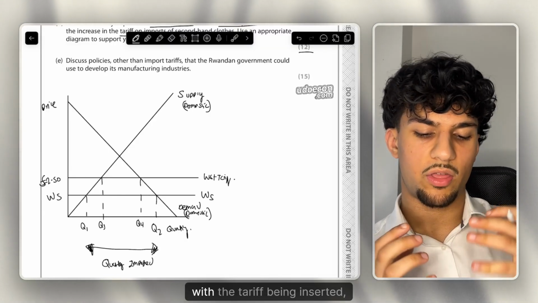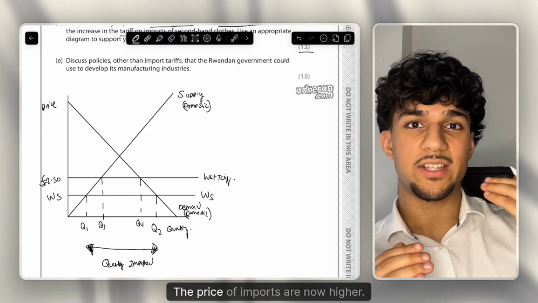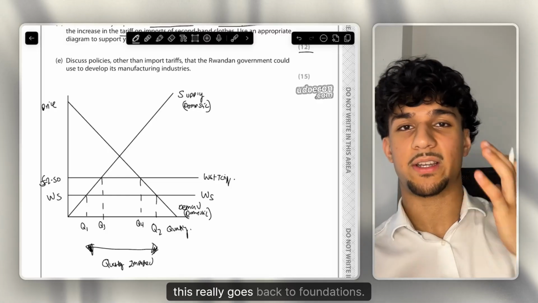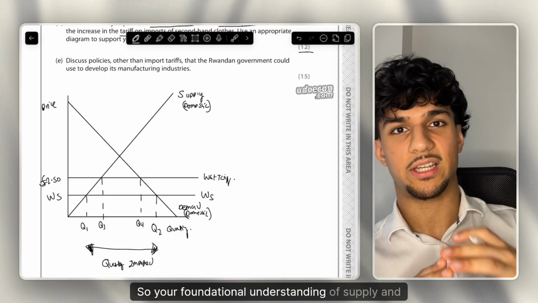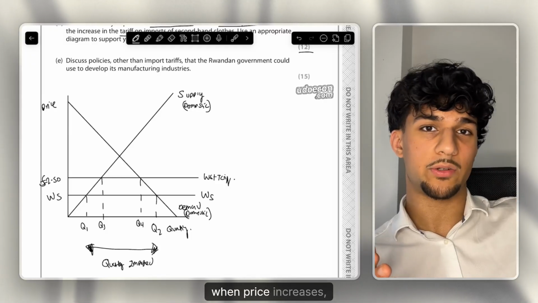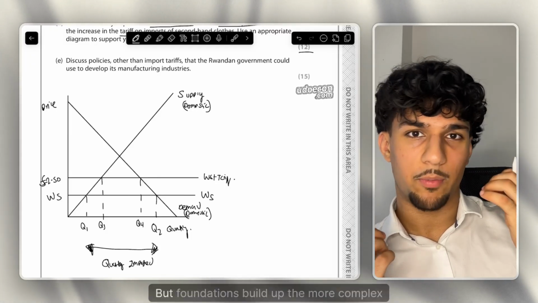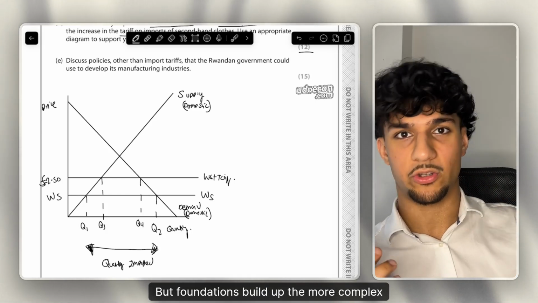With the tariff being instated, the price of imports are now higher. And this really goes back to foundations, your foundational understanding of supply and demand. I always talk about the inverse law of demand, which is when price increases, quantity demanded falls. It's like the first two lessons in year 12, but foundations build up the more complex concepts.